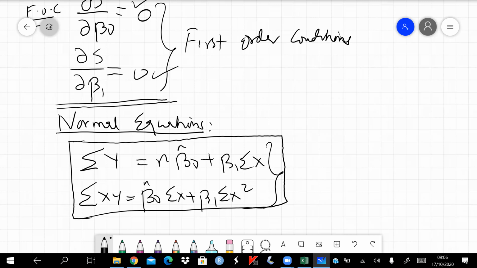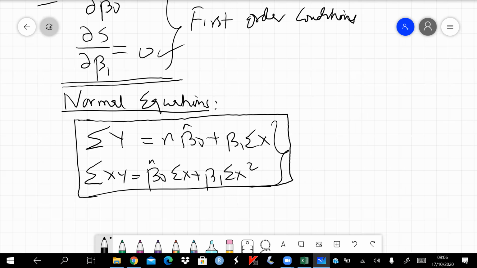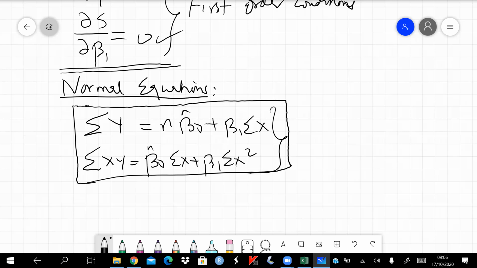And by extension, when you go to multiple linear regression, if you have 3 variables, then you'll end up with 3 normal equations, and so on and so forth. So if you have 10 variables, that is 1 dependent variable and 9 independent variables, you will end up with 10 normal equations, and so on and so forth.